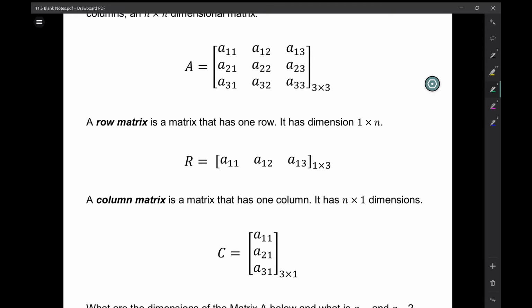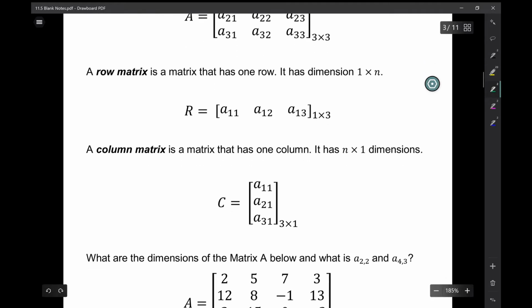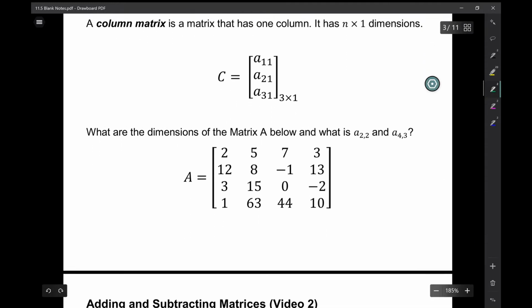Another special type of matrix is a column matrix. This one only has one column, and it has as many rows as you want. At first, that might seem a little counterintuitive, but when you write it down, a row matrix is just one long row, and a column matrix is just one long column. All right, let's practice with this a little bit.